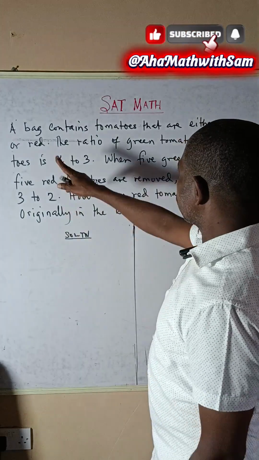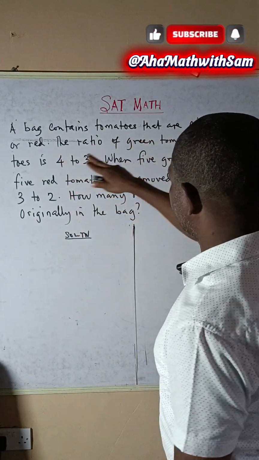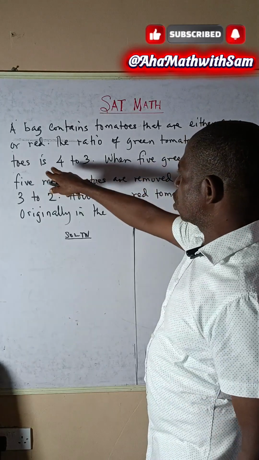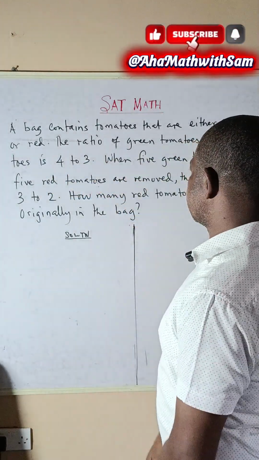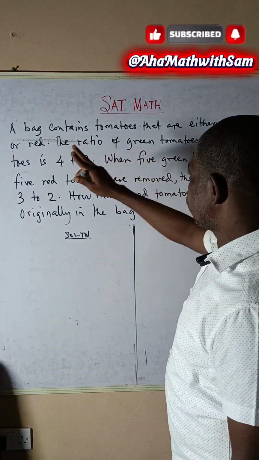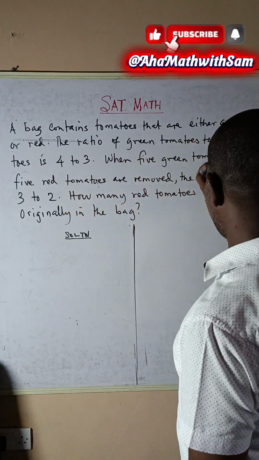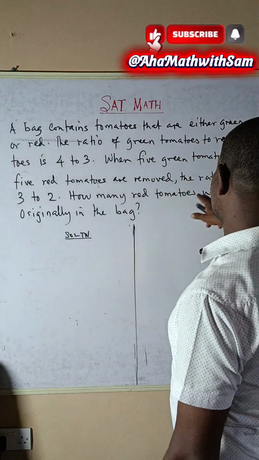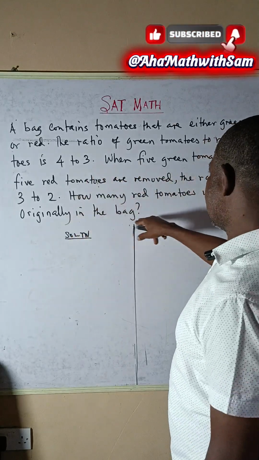It says a bag contains tomatoes that are either green or red. The ratio of green tomatoes to red tomatoes is 4:3. When 5 green tomatoes and 5 red tomatoes are removed, the ratio becomes 3:2. How many red tomatoes were originally in the bag?